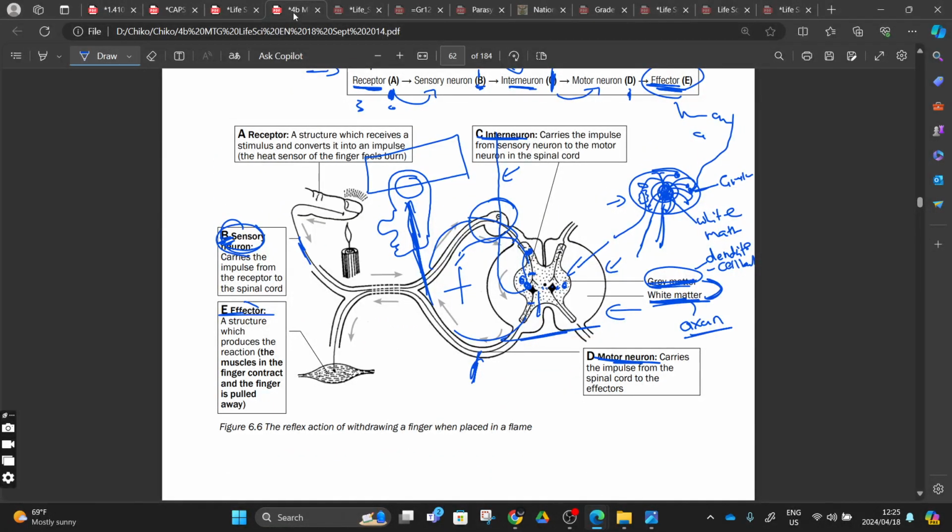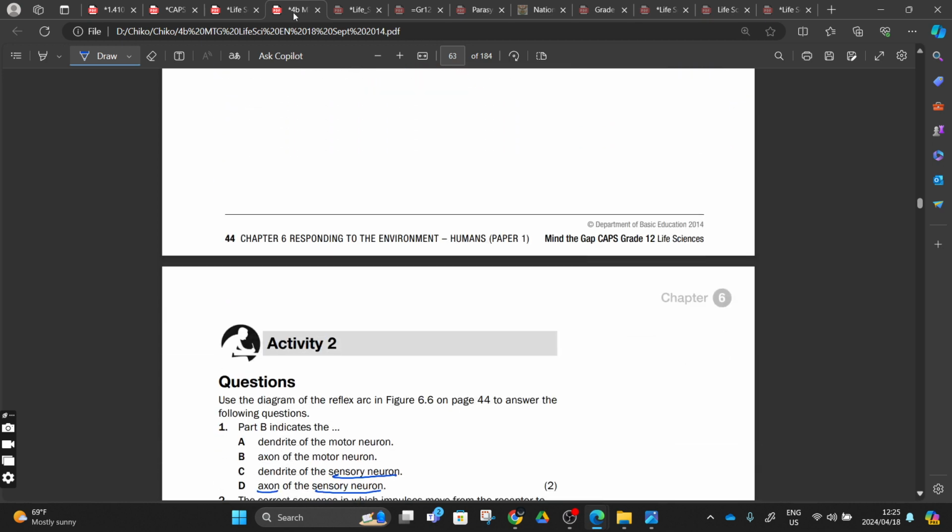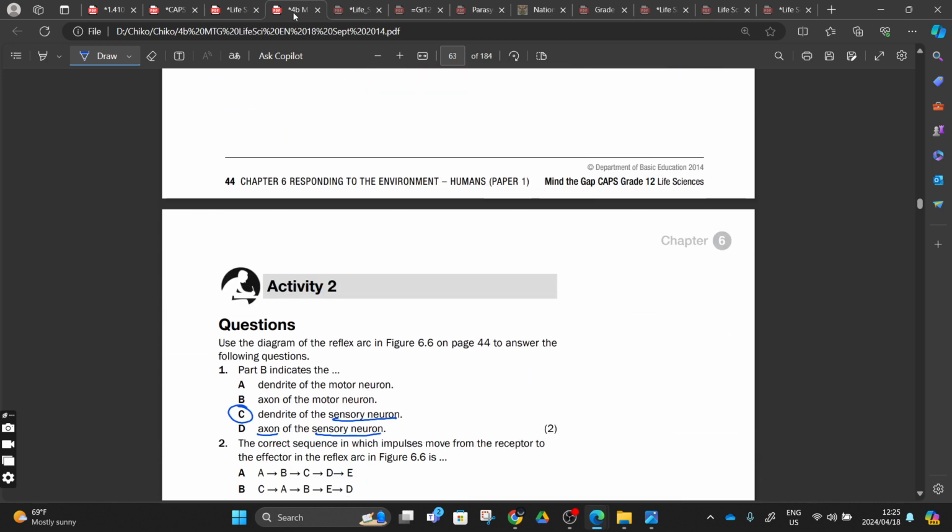So we can go and see part B. If this is our part B, we can say this will be the axon. This will be the dendrites. Yes, this will be the dendrites, because mind you, the definition of dendrites says it transports the impulse to the cell body, right? To the cell body. So this will be the dendrites of this one. This will be the dendrite of a sensory neuron, right? We'll agree with this one, 2 marks.